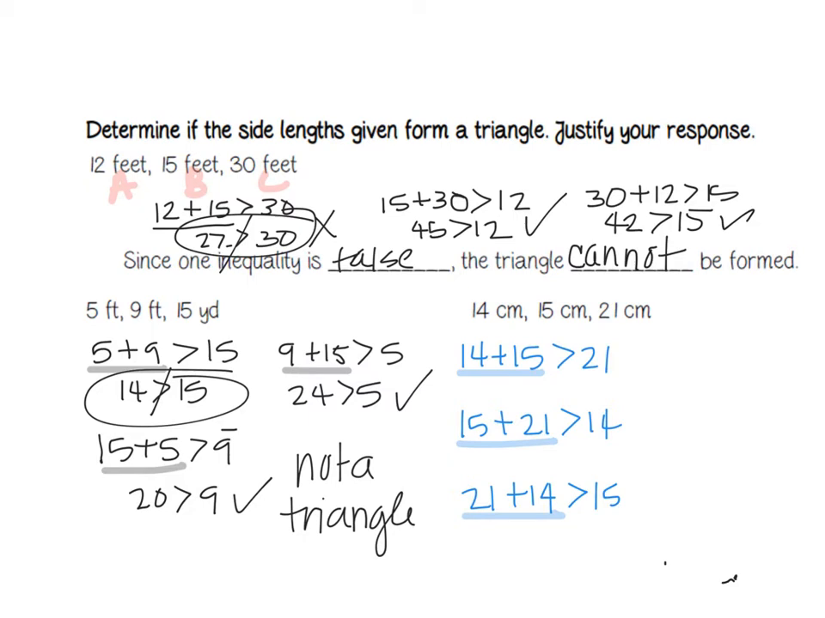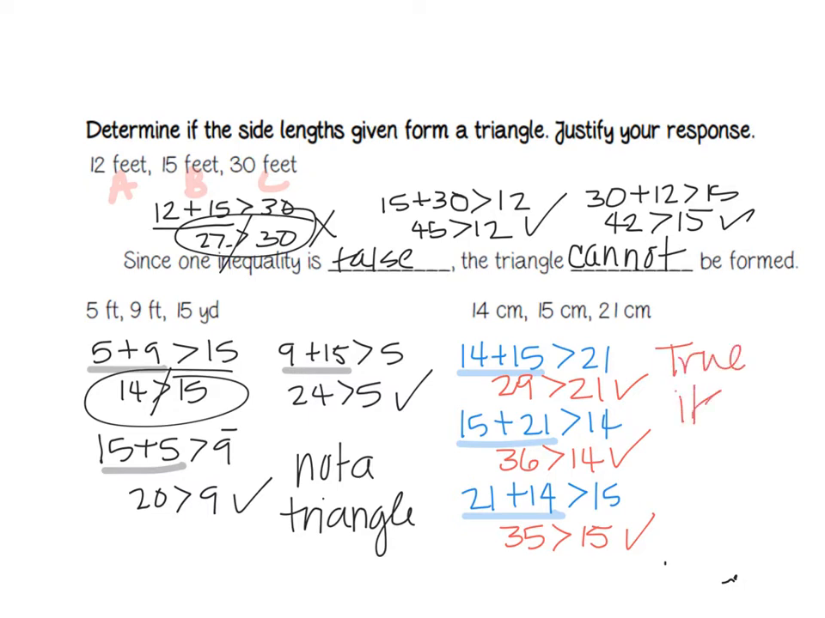So when I do that, I have 14 plus 15, that would be 29. That is greater than 21. When I have this one, I would have 36, when I add that, is greater than 14. And when I add this one, I have 35 is greater than 15. So since all of these are true, I have a triangle.